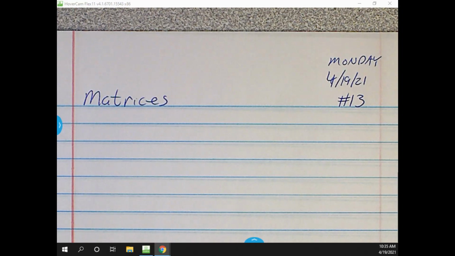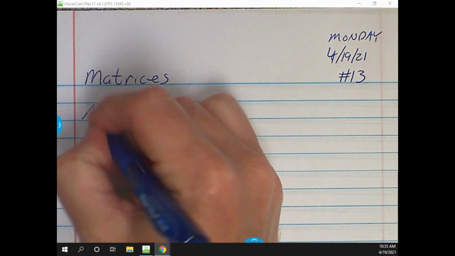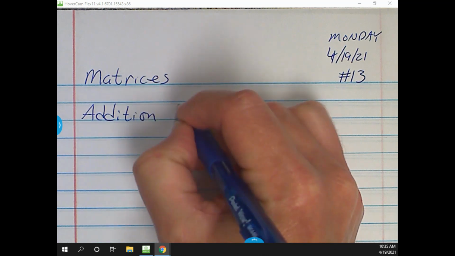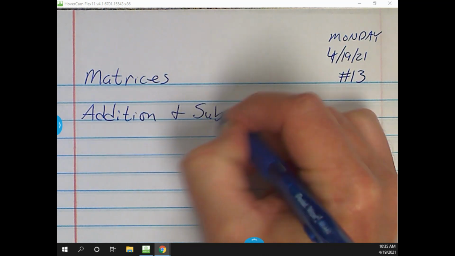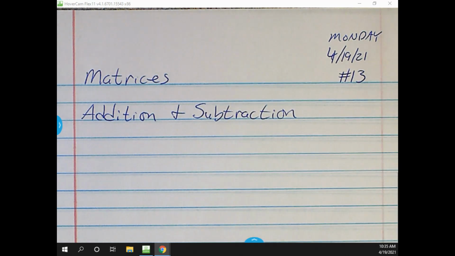Okay, so in matrices, we're going to do three things today. The first two are basically the same thing, just one minor difference with them. First thing we're going to do is look at addition and subtraction of matrices. And this is really straightforward.